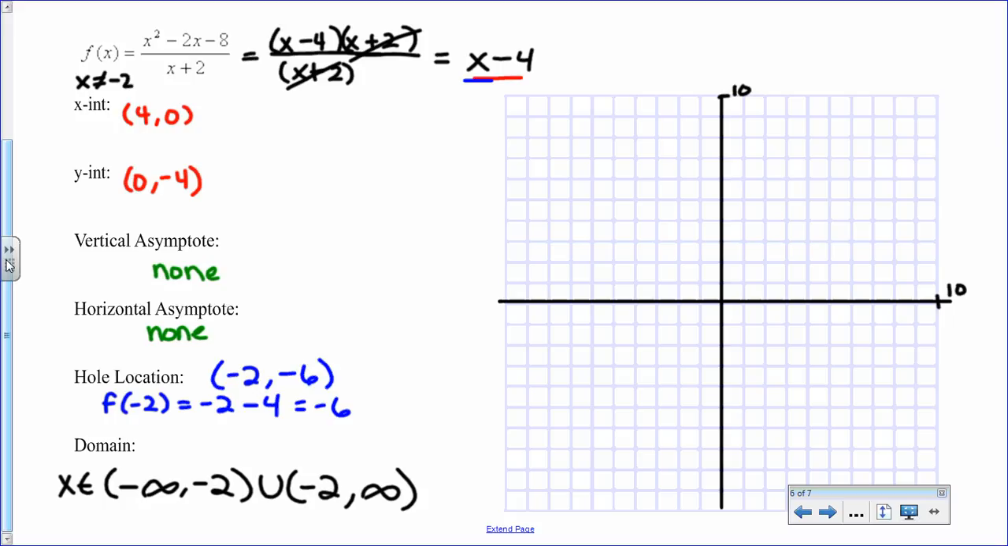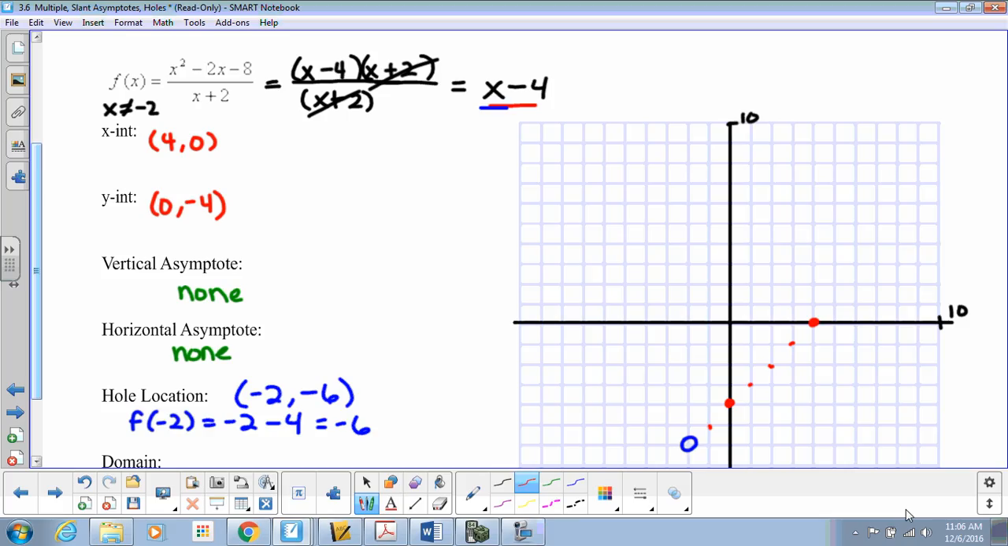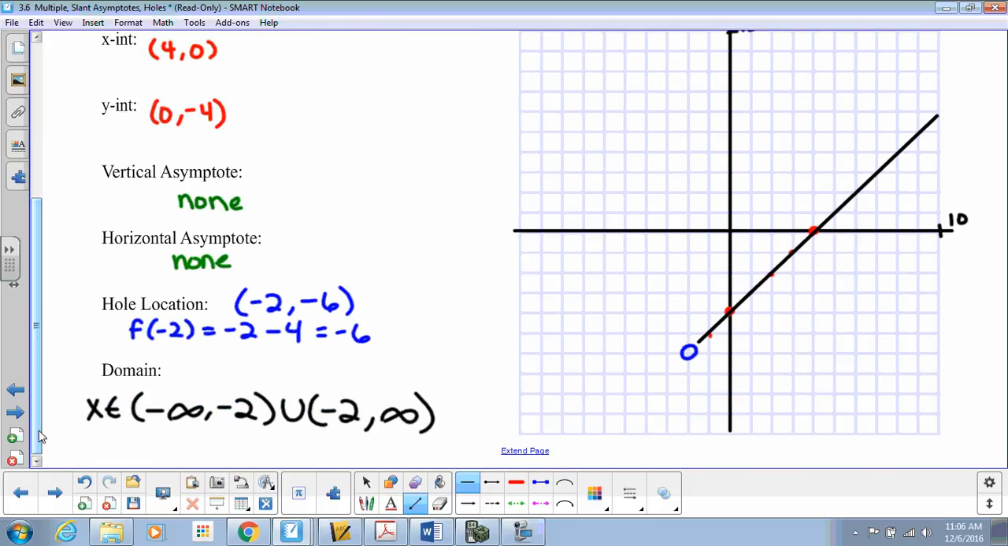So this x-intercept at 4, 0, this y-intercept at 0, negative 4. And I have a hole at negative 2, negative 6. Okay, my slope is 1, so I can fill in if I need some more points to help me draw. Okay, draw a nice straight line all the way through your graph.